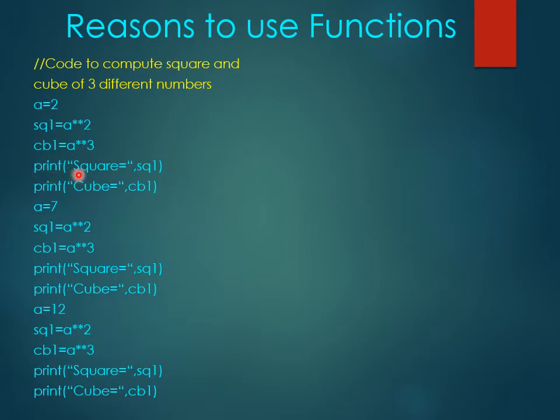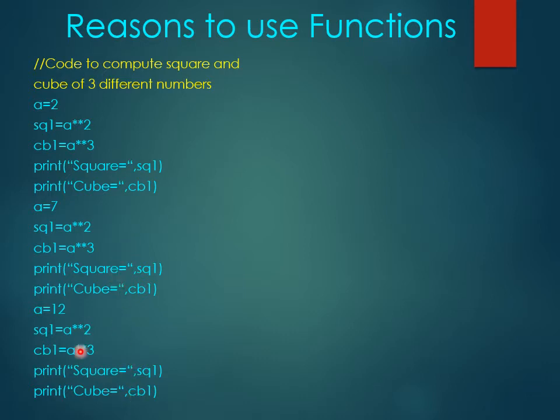And this print statement will print sq1's value in front of this "square". This "square equal to" will be printed as it is, because it is mentioned in double quotation marks. In front of that, it will print the value of sq1. Similarly, it will print the value of cb1 in front of cube. Now see, the next number is a equal to 7. Similarly, here also it will calculate 7 raised to power 2 and 7 raised to power 3, stored in sq1 and cb1 respectively, and this print statement will print sq1 and cb1 here. Similarly, for a equal to 12, it will calculate 12 square and 12 cube, store them in sq1 and cb1, and that will be printed here.